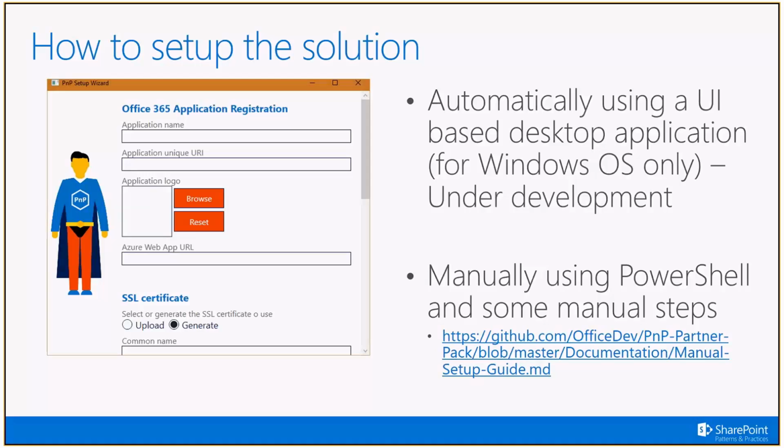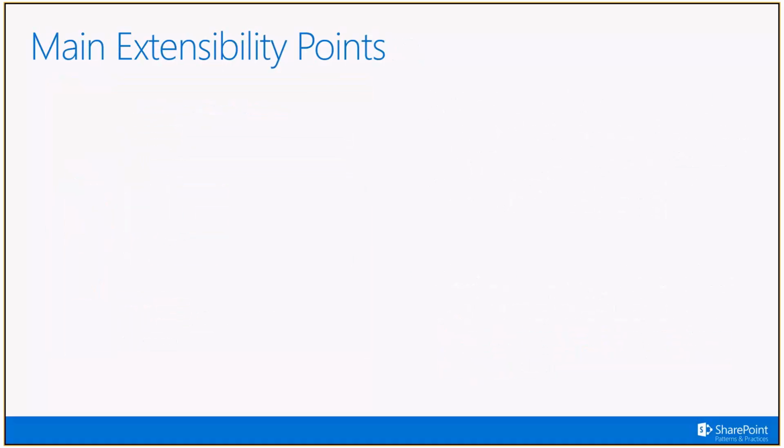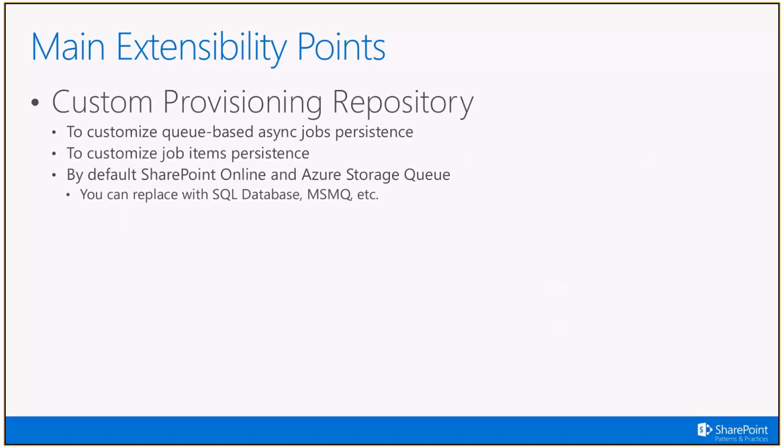And lastly, if you want to also play with the Partner Pack from an extensibility viewpoint, you can customize the way we do the storage of the provisioning templates and of the queue messages. So if you want to, for example, target instead of SharePoint Online a SharePoint on-premises environment, you will be able to get the code, do a fork of the GitHub project, and customize the behavior of the provisioning repository.